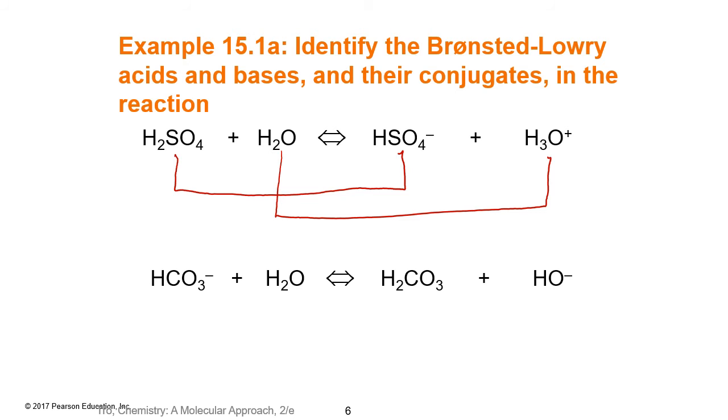So remember, acids donate hydrogen. So in this case, the sulfuric acid is going to act as an acid. It donates 1 hydrogen, and when it loses that hydrogen, it becomes the conjugate base. The water is going to accept the hydrogen, so that makes this the base. The H3O plus has that extra hydrogen, making this the conjugate acid.